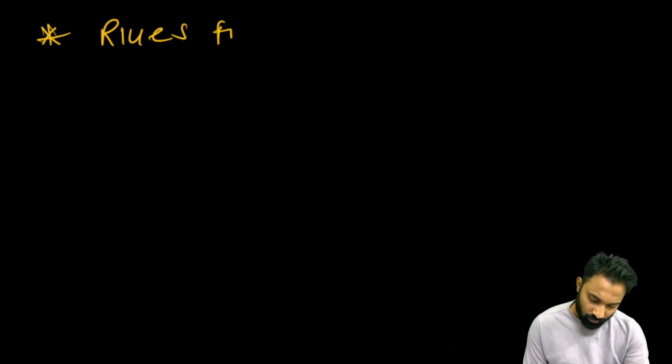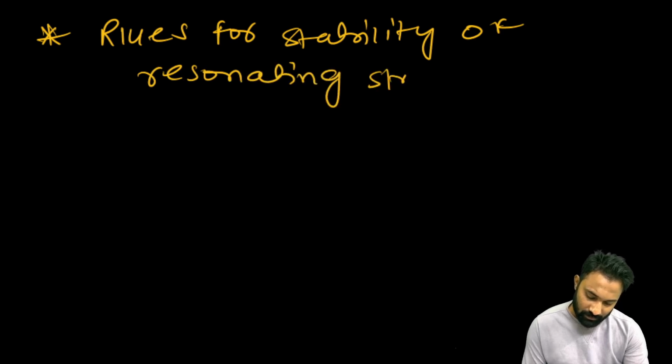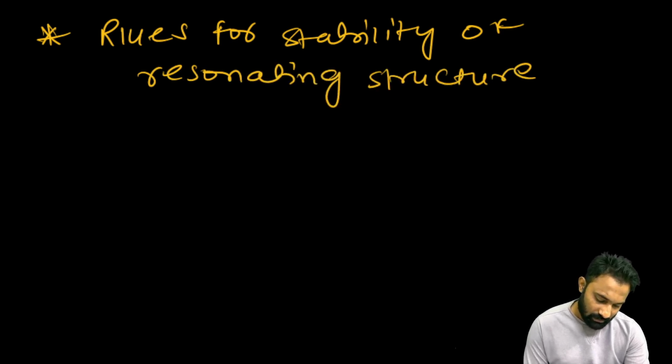Now we'll see the rules for the stability of the resonating structures. If two or more resonating structures are given, what rules do we have to follow to find which resonating structure is more stable among them? First, the first key point: rules for stability of resonating structures. Many students get confused or make mistakes in this only.